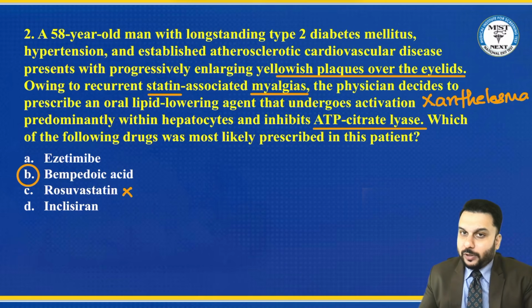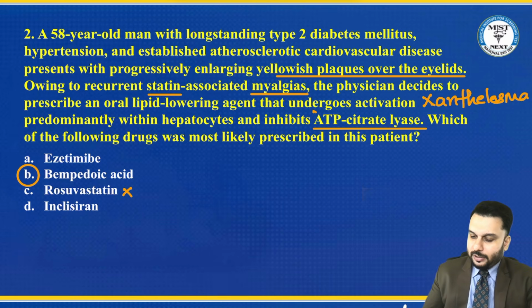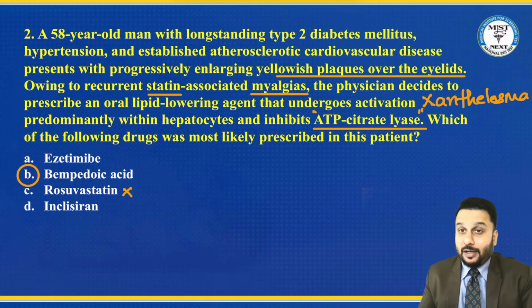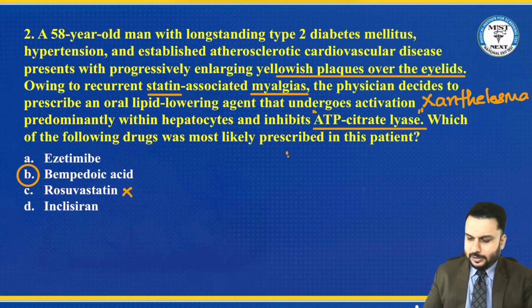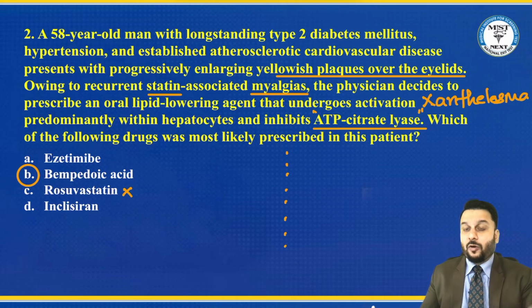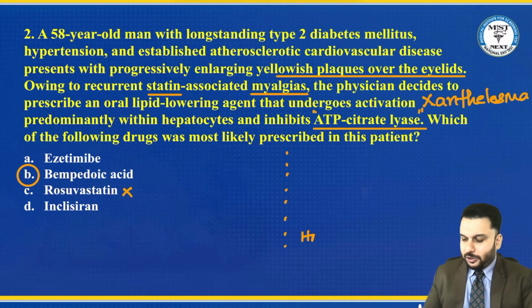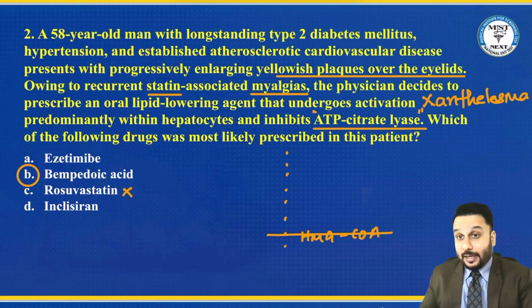And how does bempedoic acid work? It blocks one enzyme called ATP citrate lyase. So in biochemistry, if you read the cholesterol synthesis topic, you will see this enzyme. Cholesterol synthesis requires a lot of steps. One of the steps in that is HMG-CoA reductase, the rate limiting enzyme. That step in cholesterol synthesis is blocked by statins.